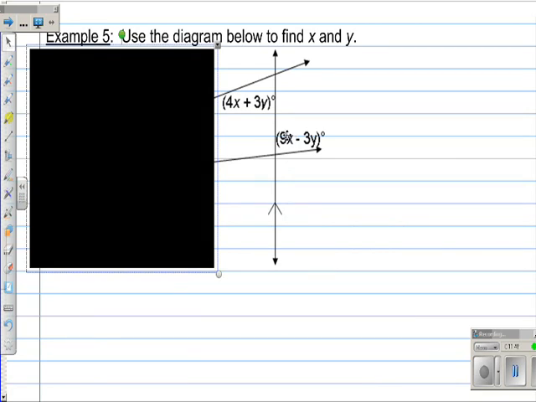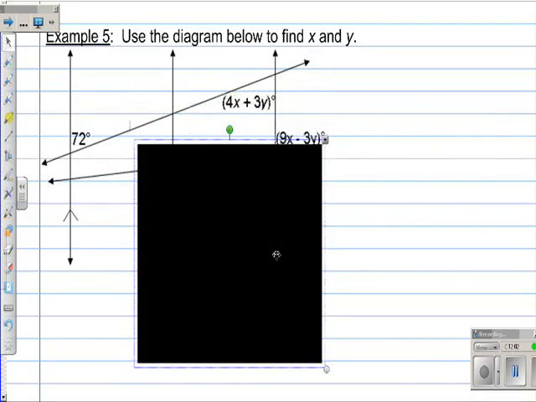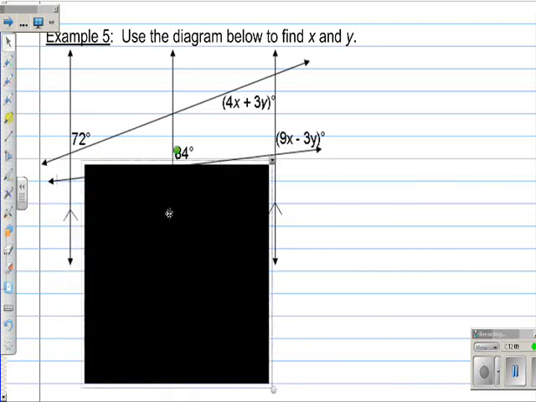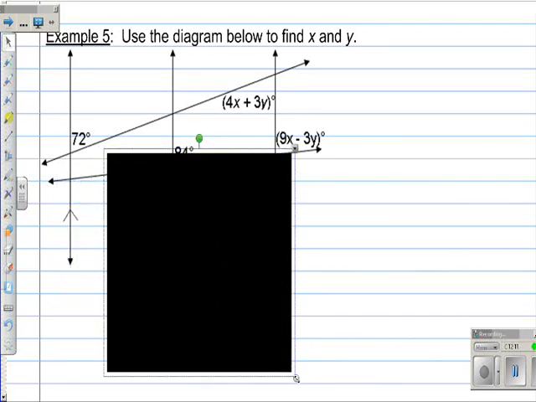You know that they're alternate interior angles, but since the two lines that they're on the interior of are not parallel, you can't make a statement to say those are congruent. You just don't know it, okay? The only time that works is if they're parallel. So we know that these two lines are parallel. It's noted, okay? You also know that these two exterior lines are parallel, okay?